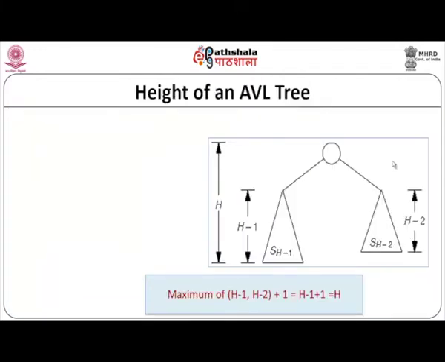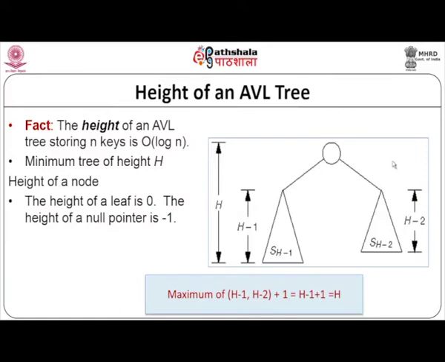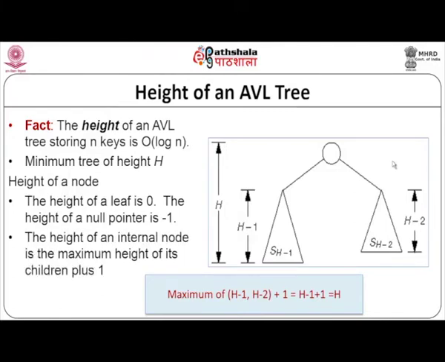This is the height of an AVL tree. So, if you look here, this is h minus 1, h minus 2. So, h minus 1, h minus 2 and h. So, the maximum of h minus 2 and h minus 1, plus 1, is equal to h. So, this is the way it is represented as a height. The height of an AVL tree storing n keys is of the order of log n, and the minimum tree is of height h. Okay. The height of a node is defined with some representation. The height of a leaf is 0, the height of a null pointer is minus 1, just for calculation purposes. The height of an internal node is the maximum height of its children plus 1. So, this is the general definition that we normally say. Here why do we say h minus 1, h minus 2? h minus 1 has more height, so h minus 1 plus 1 is the height h at the root node.